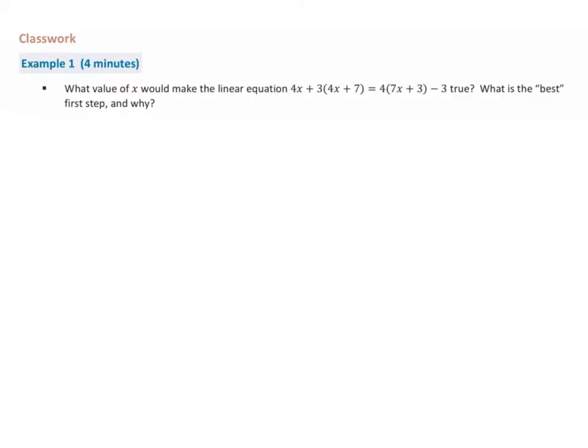All right, example 1 says, what value of x would make the linear equation 4x plus 3(4x plus 7) equals 4(7x plus 3) minus 3 true? And what is the best first step and why? So essentially I need to solve this problem. So I'm going to go ahead and draw my line through my sign. But it's also asking me what's the best first step.